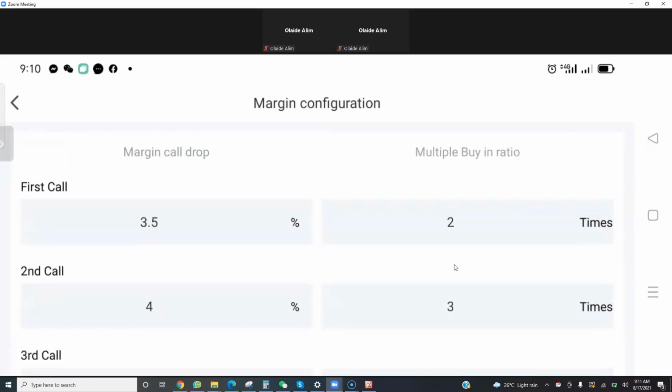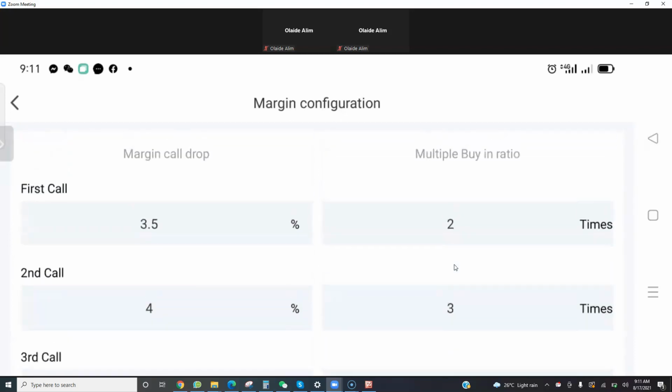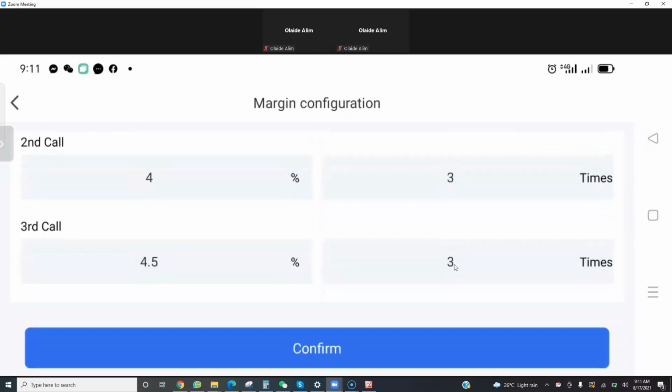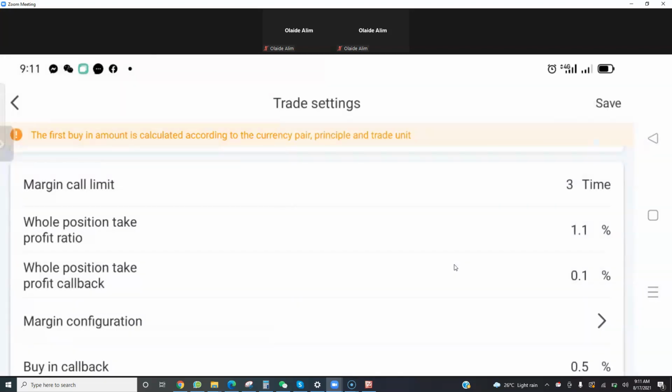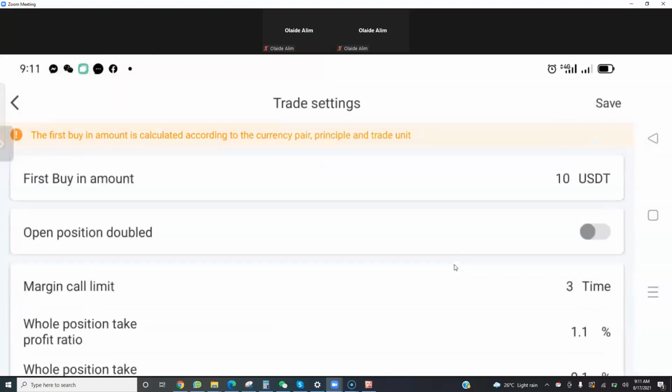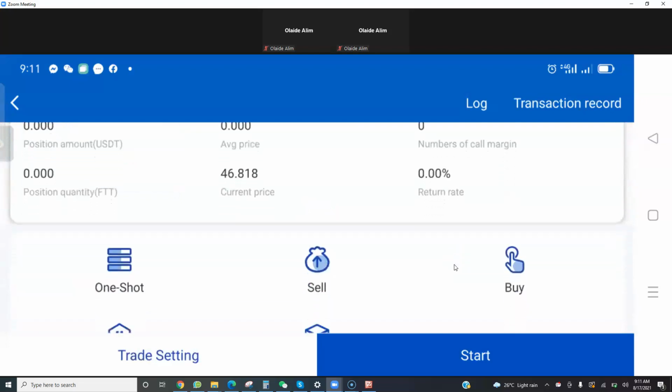Which is very, very simple. After everything, just click on confirm. Once you click on confirm, you click on save at the top. Once you click on save, the last thing that you are going to do is to click on start. Once you click on start, your bot will start based on your instruction.